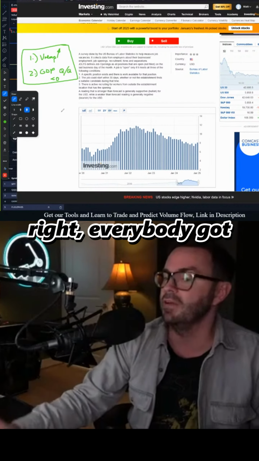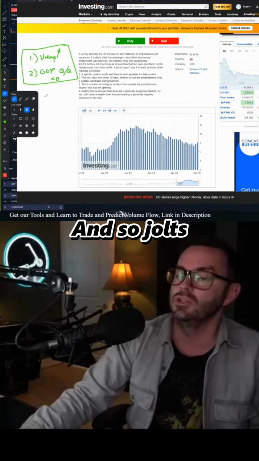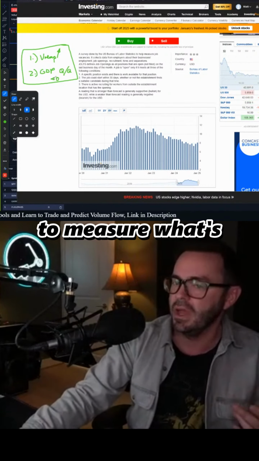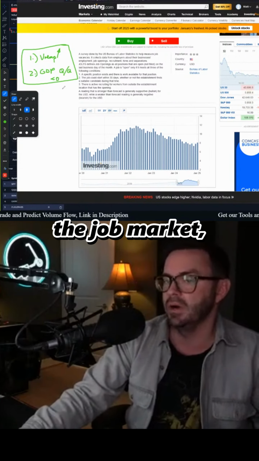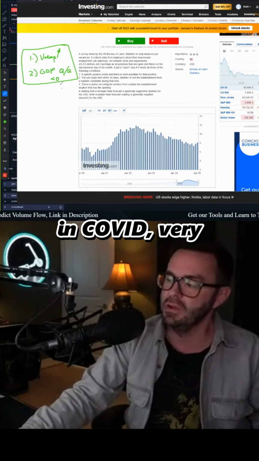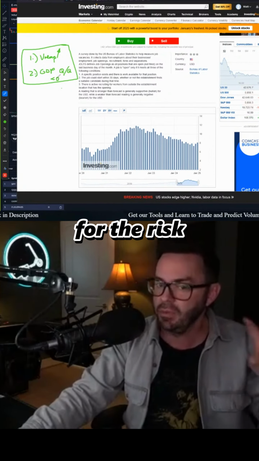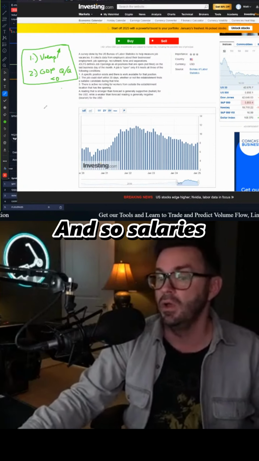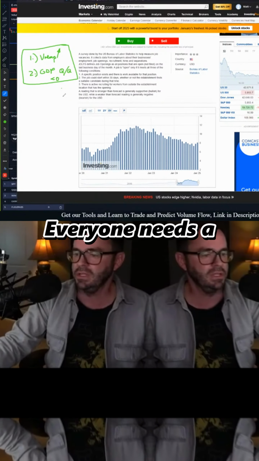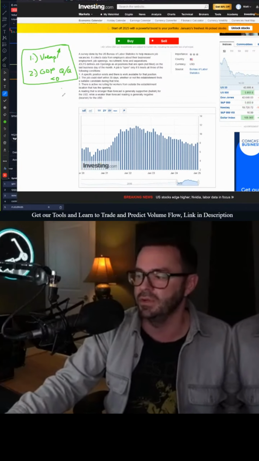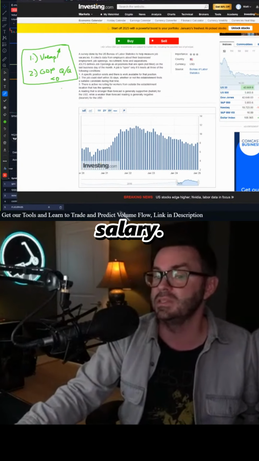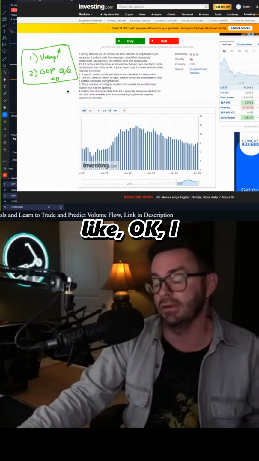So during COVID, right, everybody got laid off. And JOLTS is a way to measure what's going on in the job market, right? And when everybody got laid off in COVID, very few people were able to go back to work. And the ones that did wanted a ridiculous salary for the risk they were taking. And so salaries went way up, right? Everyone needs a truck driver. And the one guy that's willing to drive during COVID demanded like 5 times his salary, and the demand was there. And companies were like, okay, I guess we'll pay it.